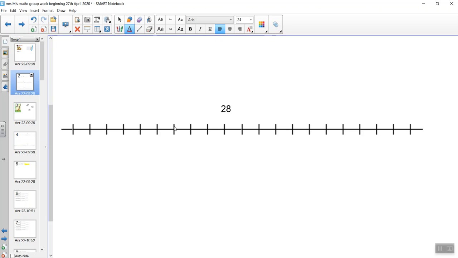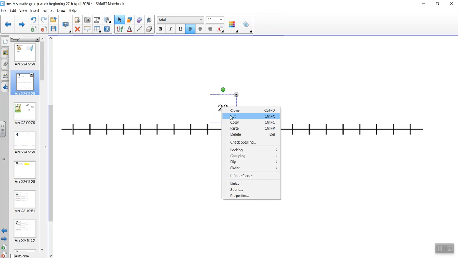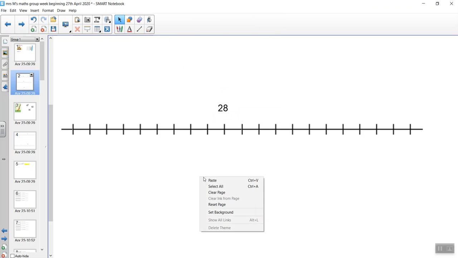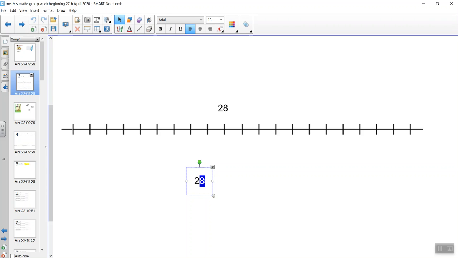Let's look at this next one. I've got 28 and I want to decide whether it's closest to 20 or whether it's closest to 30. So let's work out where 20 and 30 might go on this number line.